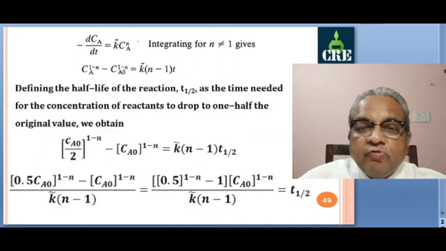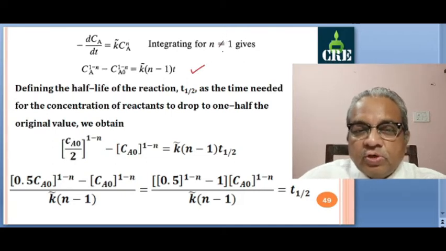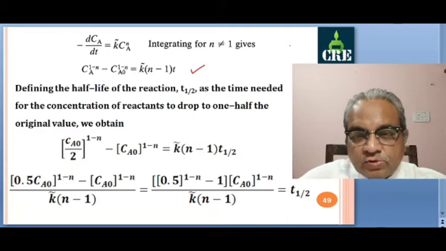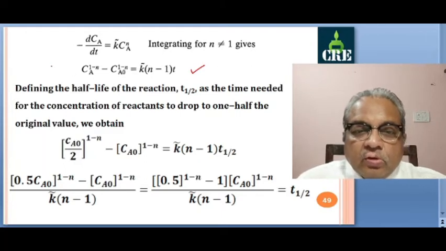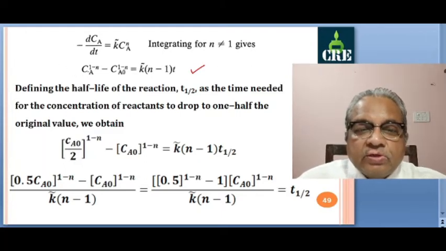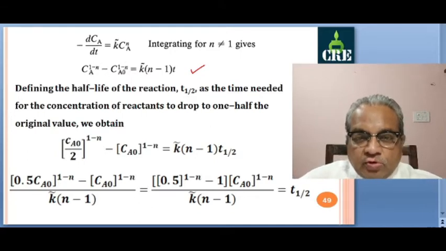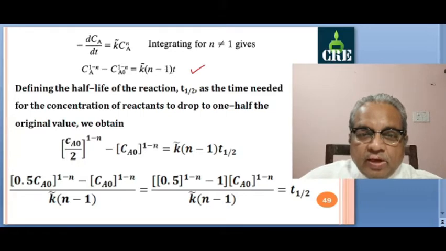So if we integrate as we have done earlier, this form we will get for all values of n except n is equal to 1. n is equal to 1 is simple first order, so you have minus ln of 1 minus xa is equal to kt form. So this is the same equation as we have seen earlier, Ca raised to 1 minus n minus Ca0 raised to 1 minus n is equal to K bar into n minus 1 into t.